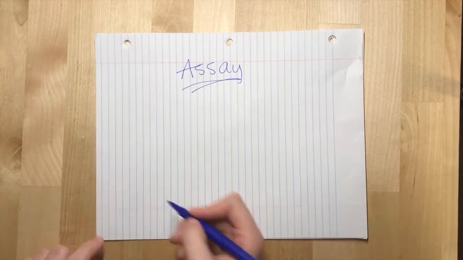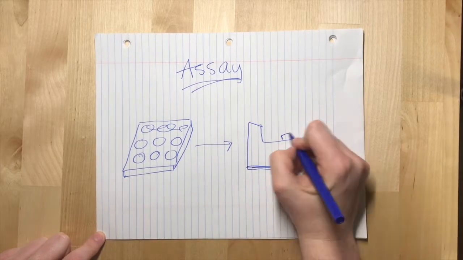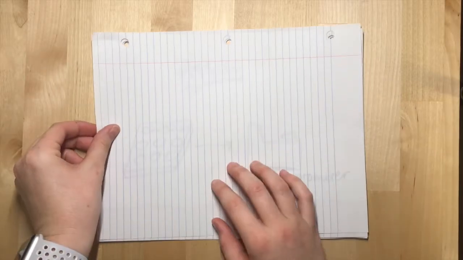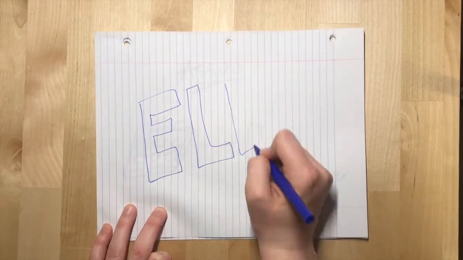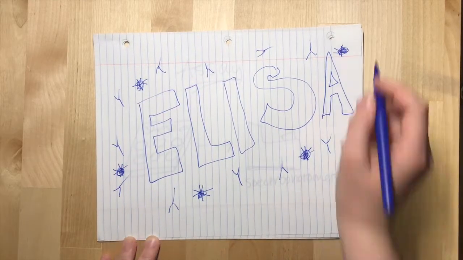Assays measure the amount, presence, or activity of a target, typically with a plate or cuvettes in a spectrophotometer. Overall, ELISAs measure amounts or presence of certain antibodies in a sample. Let's make a quick overview.